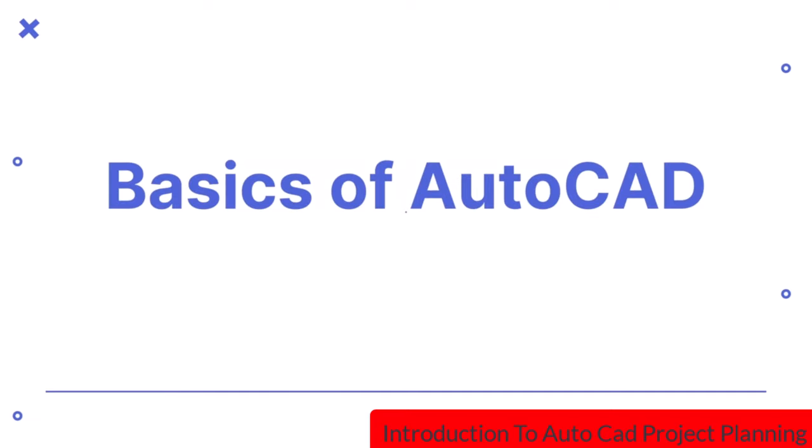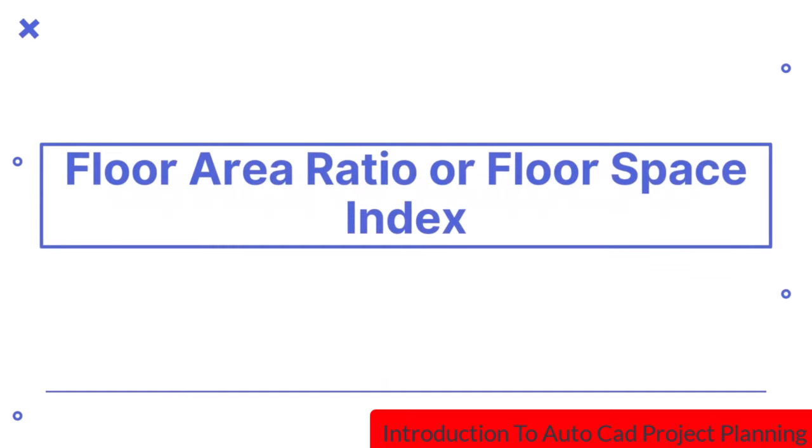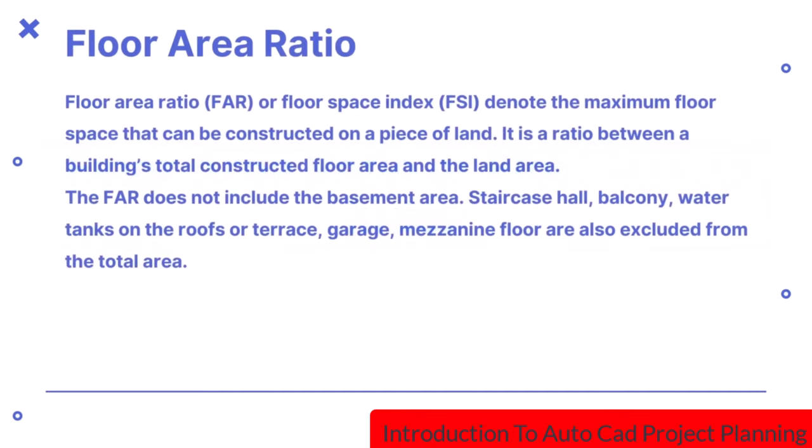Hello everyone. In this video, we will be learning about floor area ratio or floor space index. Floor area ratio or floor space index denote the maximum floor space that can be constructed on a piece of land. It is a ratio between a building's total constructed floor area and the land area. Floor area ratio is a concept to regulate population density and to control overcrowding in dwelling units. It limits the total floor area of a building in relation to the plot area.